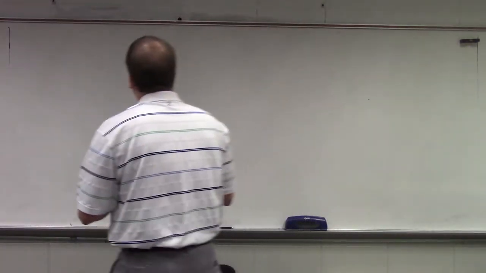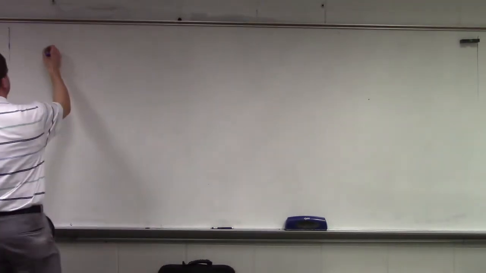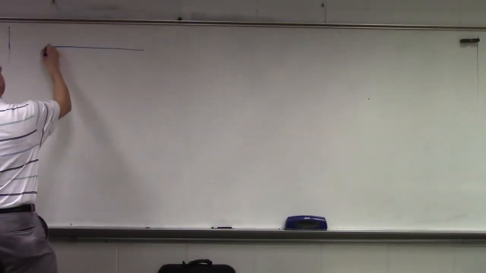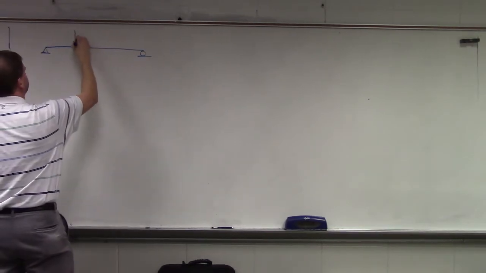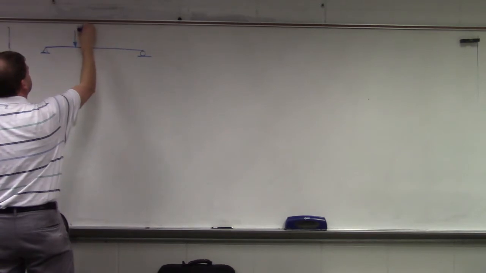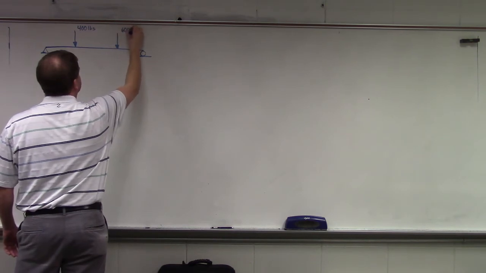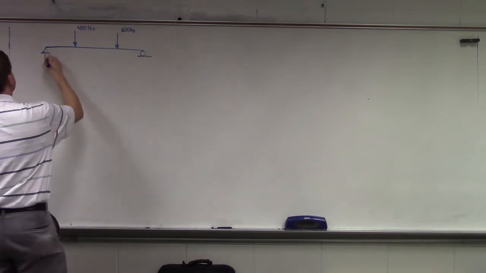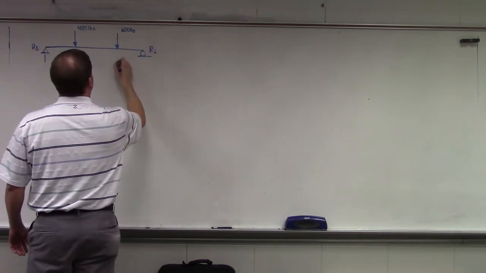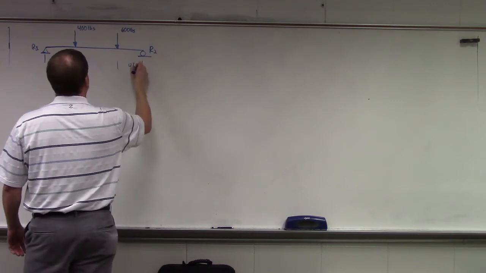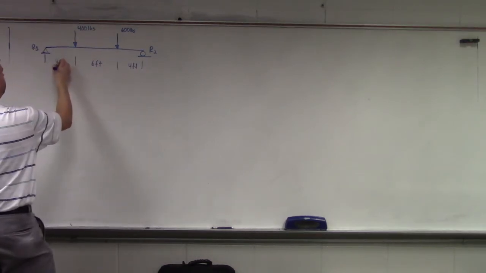How are we doing on time? We have 10:30, okay. So let's look at first, we'll take a span. We'll put our reactions at the termination of the spans. Let's put in 2 loads, 400 pounds and 600 pounds, because that equals 200 anyway. We'll say this is 4 feet, that looks like about 6 feet, and that looks like about 4 feet.